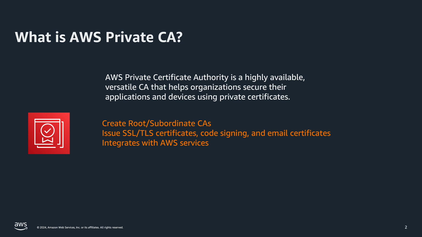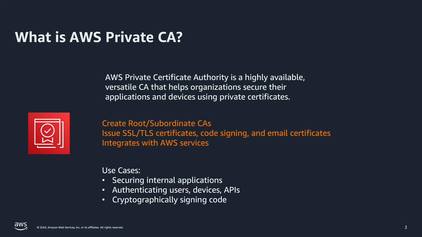Using your CAs created with AWS Private CA, you can issue private X509 certificates for TLS, code signing, machine authentication, and more. Private certificates can be used to secure internal applications and services with encrypted communication, authenticate users, devices, and APIs within your organization, and to cryptographically sign code and software artifacts.